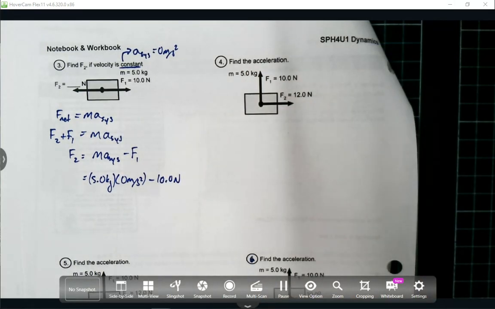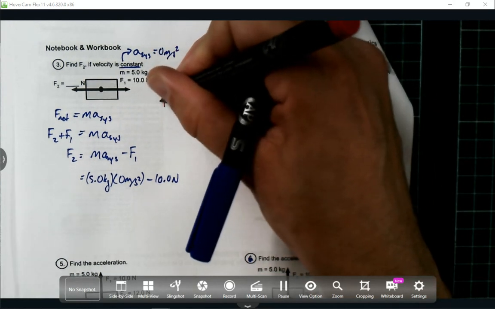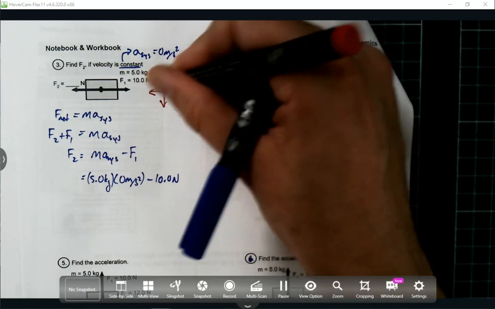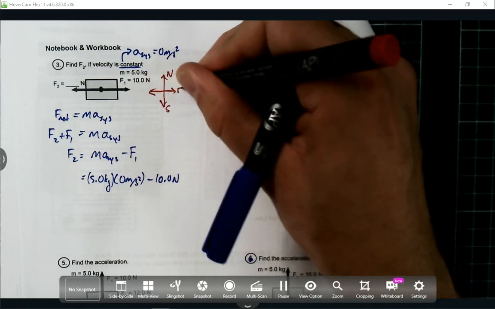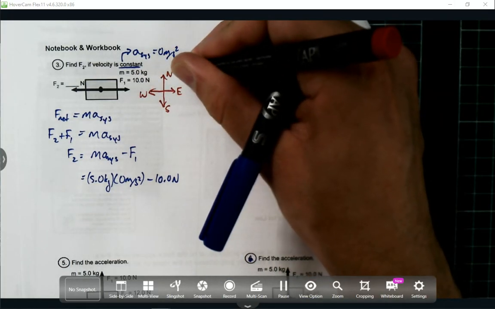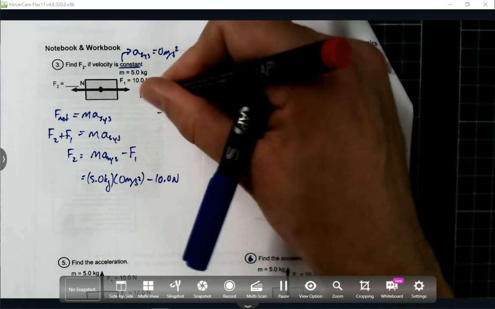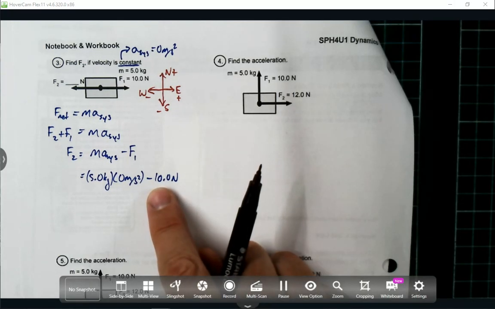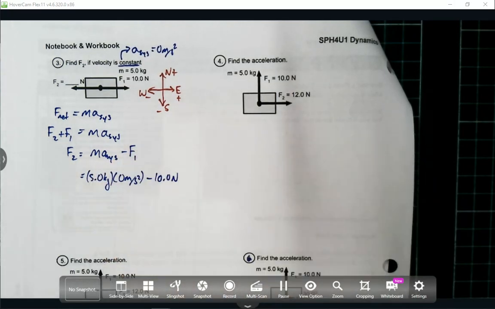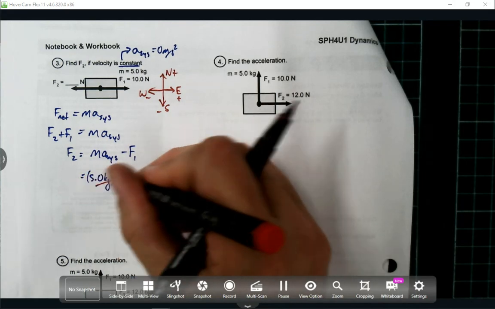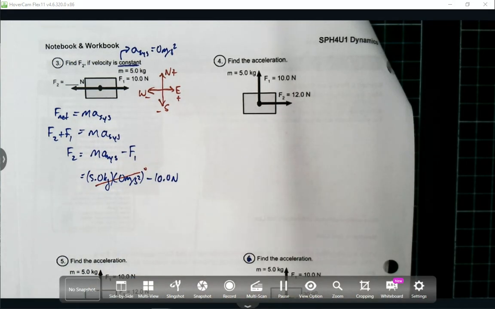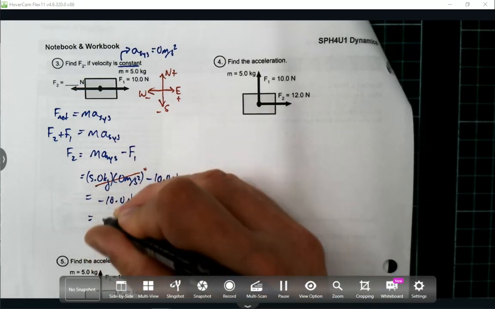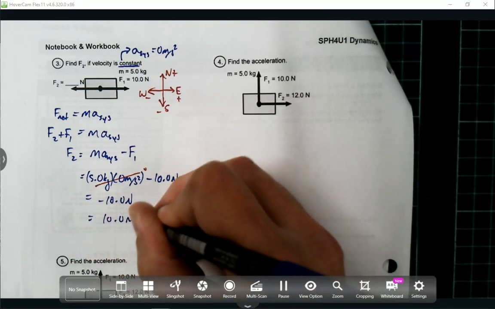And I should have said this earlier, but I'm going to say it now. I'm going to have a reference frame again. I'll just preserve the previous reference frame. North, south, east, west. Positive for north, positive for east, negative for south, negative for west. And so when I subtract off that F1, it comes in as a positive value. Of course, anything with a 0 multiplies to 0. So F2 is just going to be negative 10.0 newtons, which is 10.0 newtons to the west.